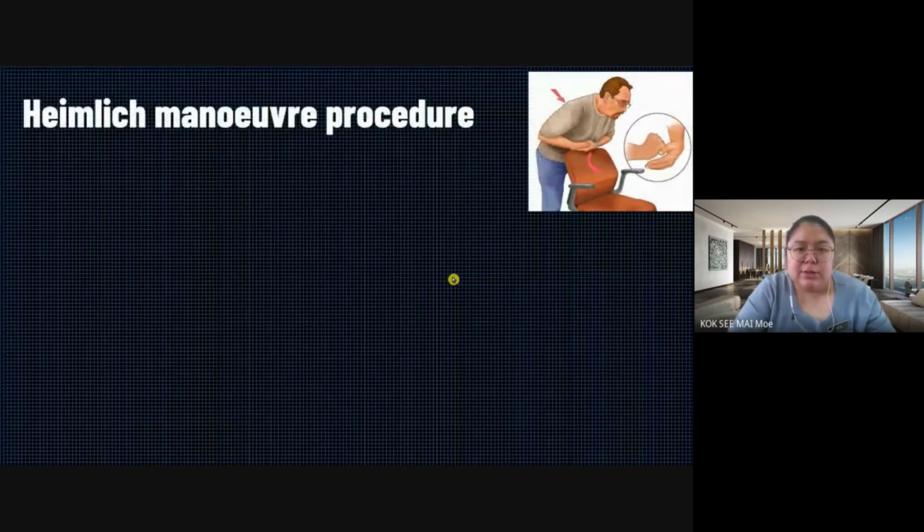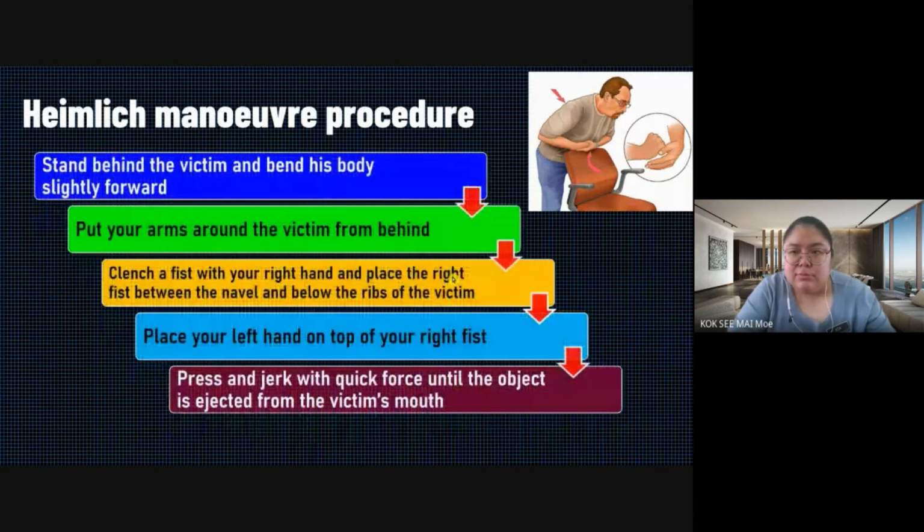So from here, the Heimlich procedure. First, you need to stand behind. You must stand behind the victim and bend his body. The body must be bent a bit, cannot be straight. After that, put your arm around. This is one person. If you get here, then you stand behind. Then your arm must go around the victim from behind, to the front.